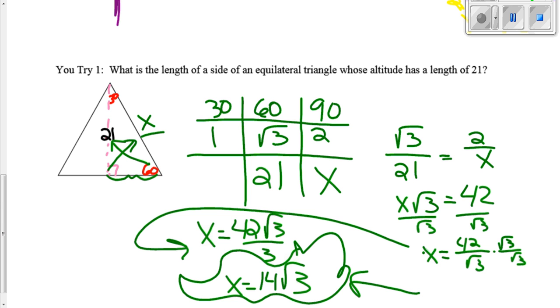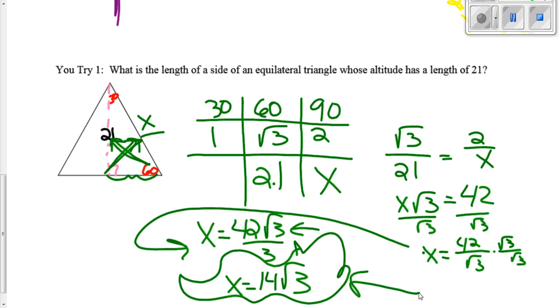So the 21 was across from the 60, so that's why it went down there. And then the X was across from the 90, so that's why it went down there. If you're having trouble matching the angles and the sides, make sure you go see your teacher. So I set it up: radical 3 over 21 equals 2 over X. Cross multiplied, X times radical 3 equals 21 times 2, which is 42. Divided by radical 3, so I have 42 over radical 3. But of course, we're practicing rationalizing that denominator, getting rid of the radical underneath. So I multiply by radical 3 over radical 3, giving me 42 radical 3 over 3.